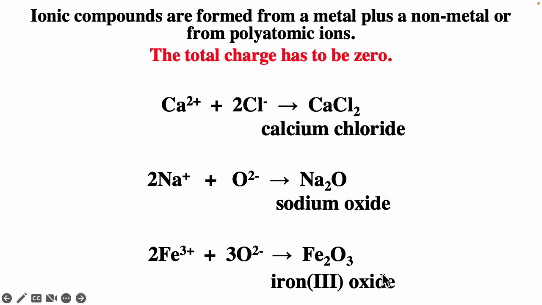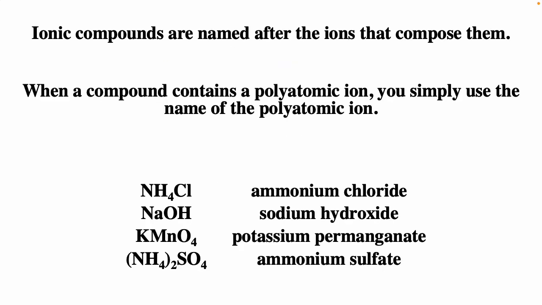Or here for iron oxide, we got 3 oxygen, each -2, so that gives us a -6. And so we need 2 iron 3+ to give us a +6 and to give us something neutral. And so we can figure out the formulas and names for the ionic compounds just by figuring out what the ratio is going to be to get something neutral.